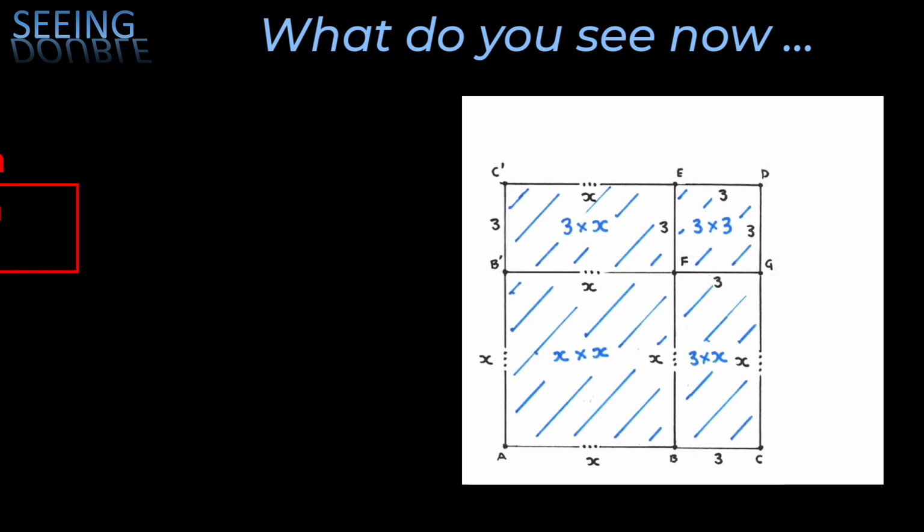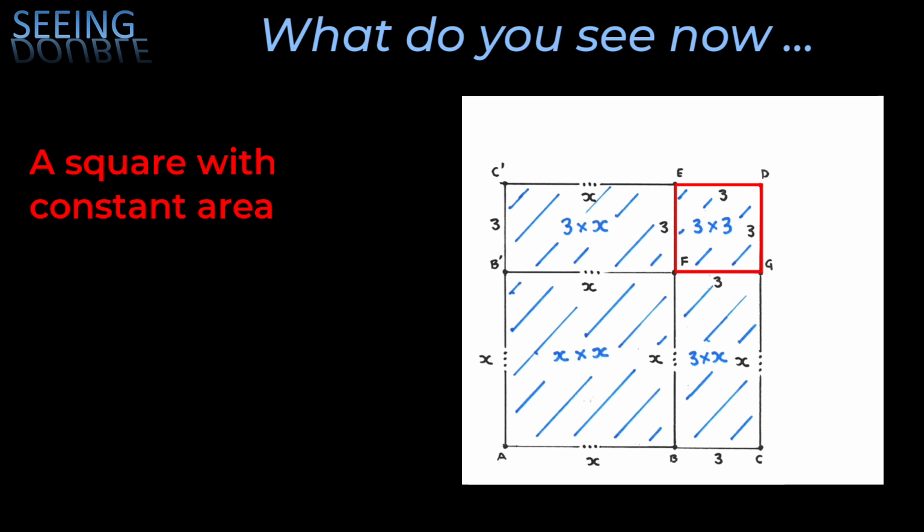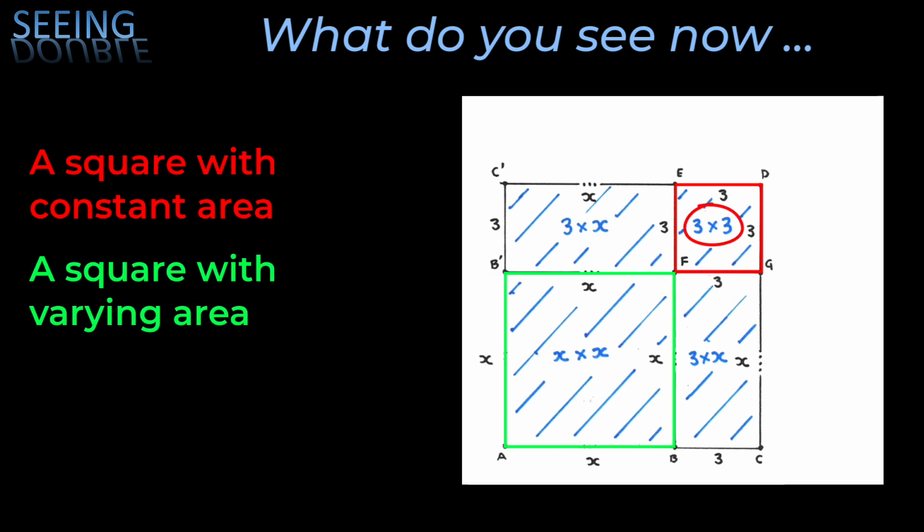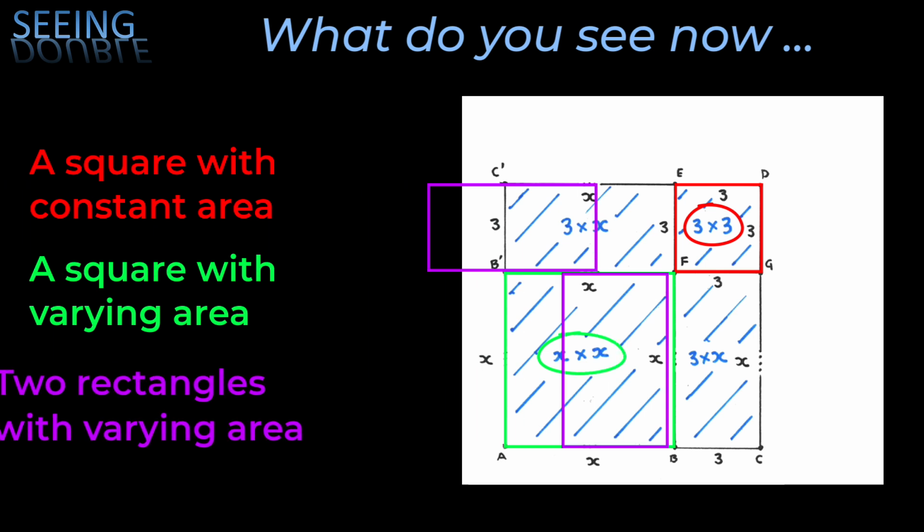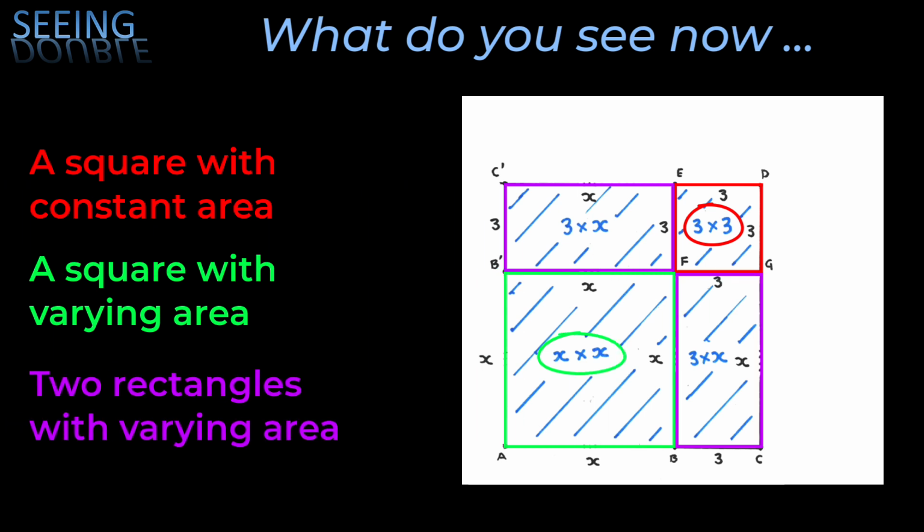The square with constant area is labelled with its area of 3 by 3. The square with varying area is labelled with its area of x by x. And those two rectangles with varying area are labelled with 3 by x, as they have a constant side length of 3 and a varying side length of x, and hence have area of 3 by x.